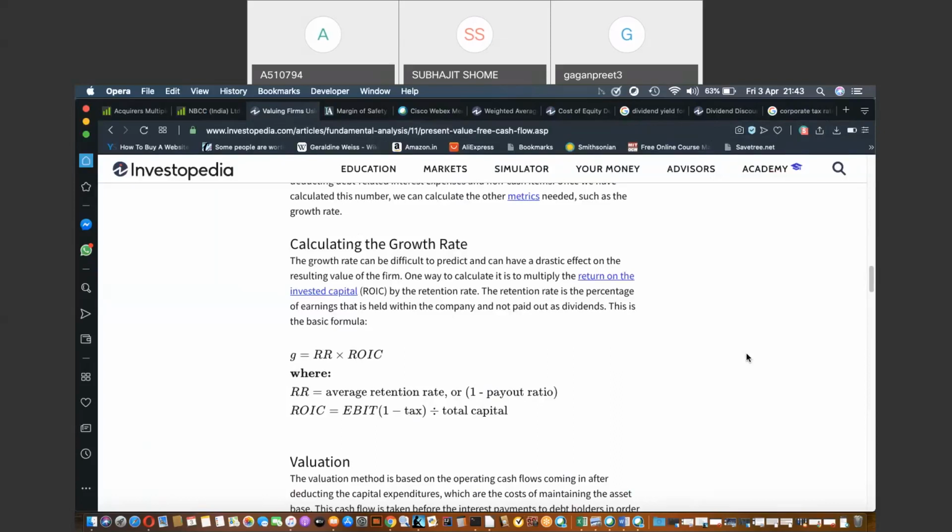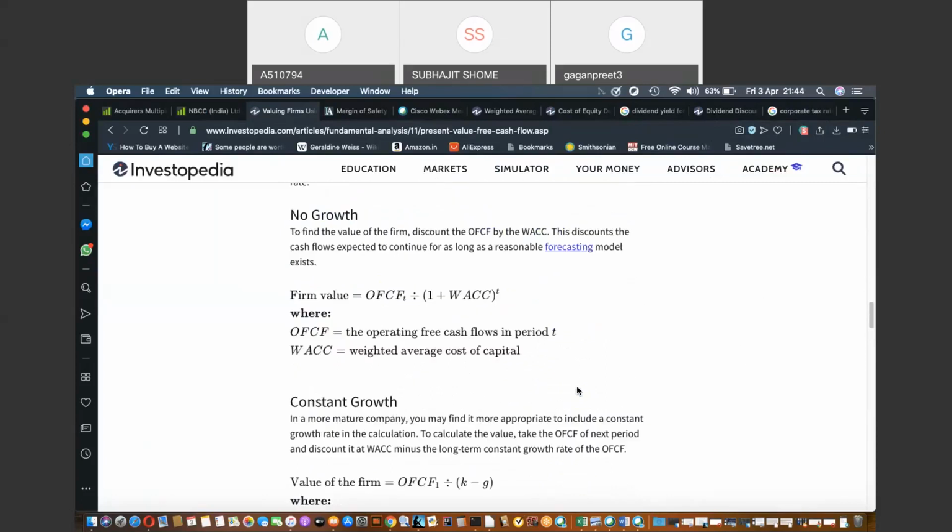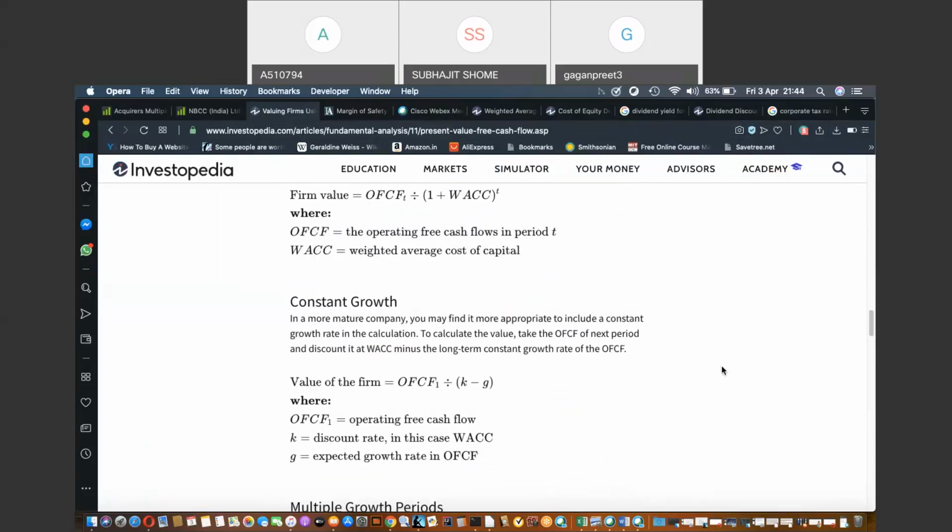So now we calculate. We have the growth rate. We want a constant growth rate.